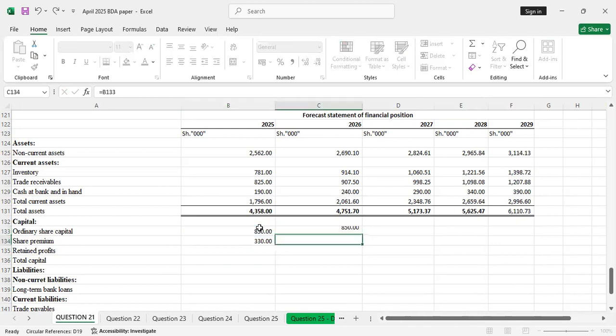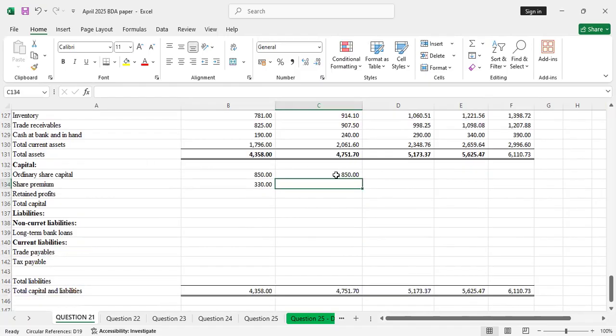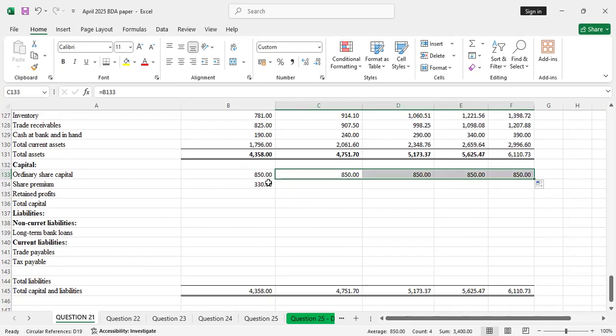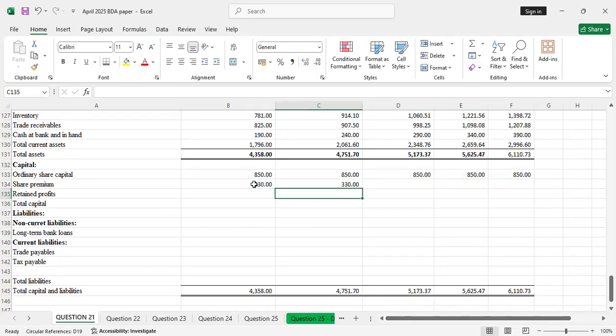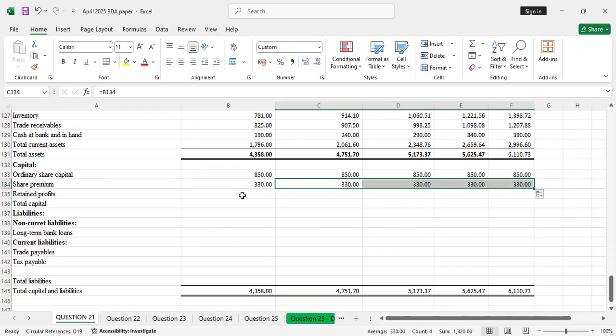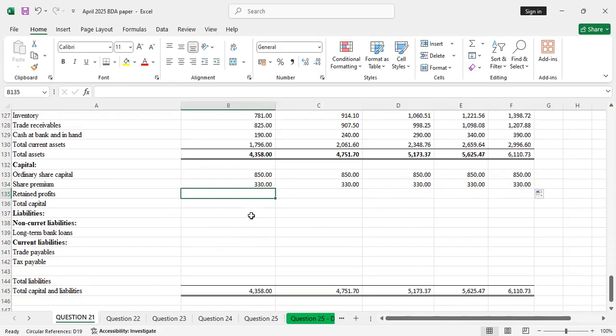So it means that nothing will change. There were no issues of new shares at a premium. Yeah. So at that point, just drag. You do the same with this. At that point, you just drag. Yeah, then the retained profits.